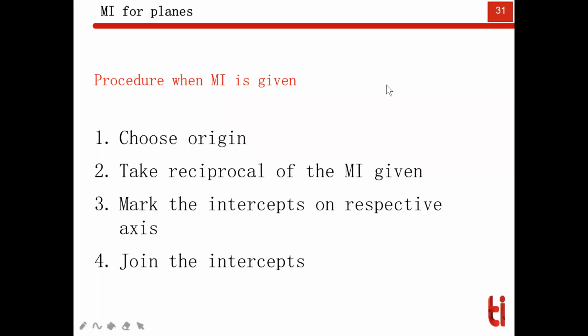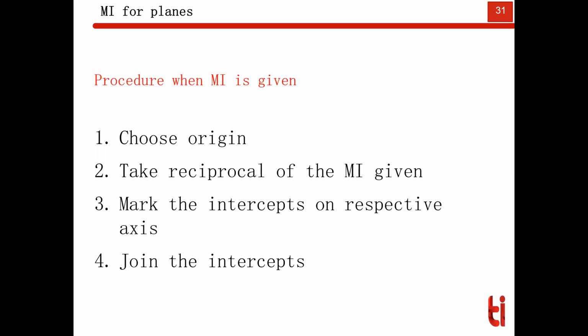So in today's class, we are going to have a discussion on how to make crystallographic planes from the given Miller index. So here is the process. The process is similar to what we have understood in the last class. The first step is choose the origin. So you have to draw a unit cell and choose the origin at any of the corners of the unit cell.